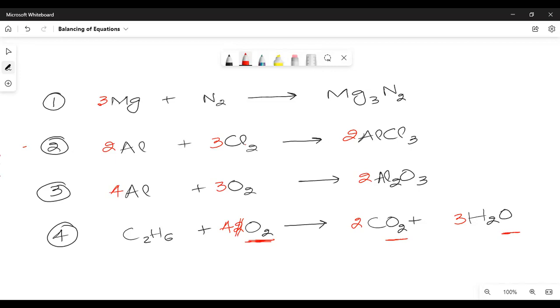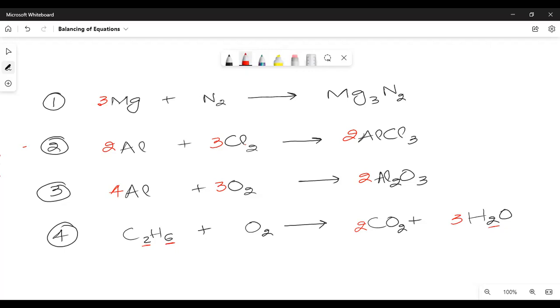Which means, since there are three elements in this equation, carbon, hydrogen, and oxygen, you're always going to keep oxygen for the end. You're never going to try and balance oxygen first. You're always going to first of all balance carbon and hydrogen, and after which you are going to balance oxygen. So there are two carbons over here, so I write 2 before CO2. It's balanced. There are 6 hydrogen over here, since there is a 2 over here, so I write 3 over here, and now the hydrogens are also balanced.